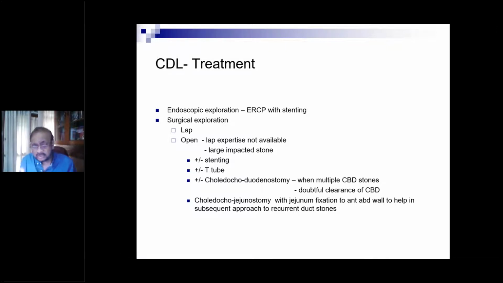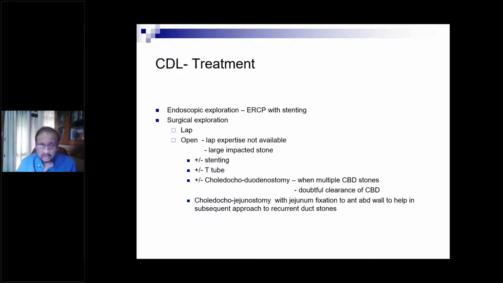If you find multiple stones, then it's always safer to do a choledochoduodenostomy when you find multiple CBD stones, or you're in doubt whether you have really cleared the CBD or not. So multiple CBD stones, doubtful clearance of CBD, go ahead and do a choledochoduodenostomy done with the first part of the duodenum, and you just attach the lower retroduodenal part of the CBD and anastomose it to the posterior wall of the first part of the duodenum.